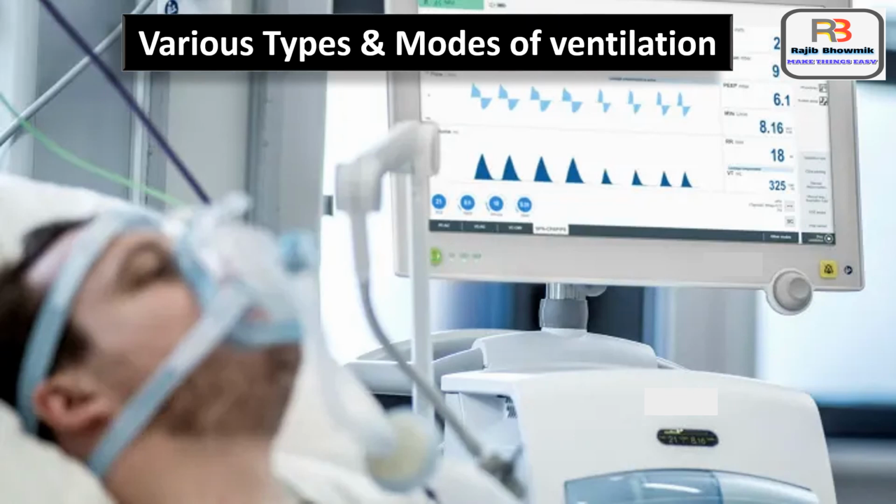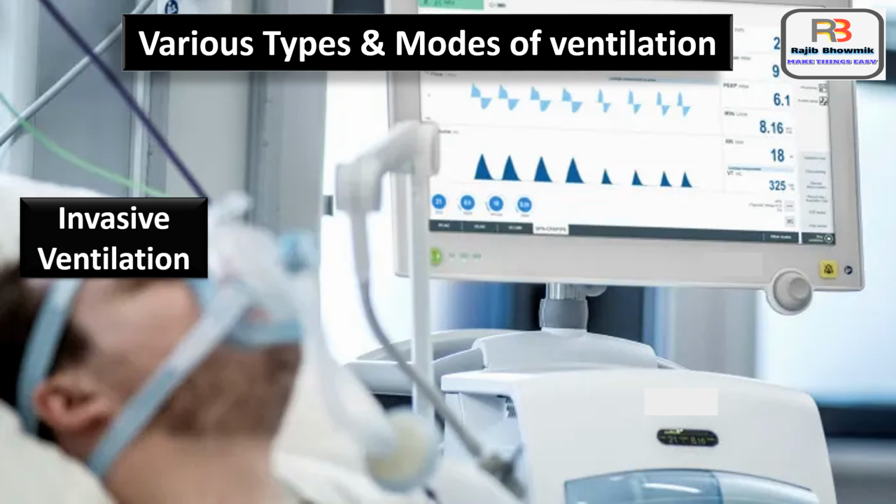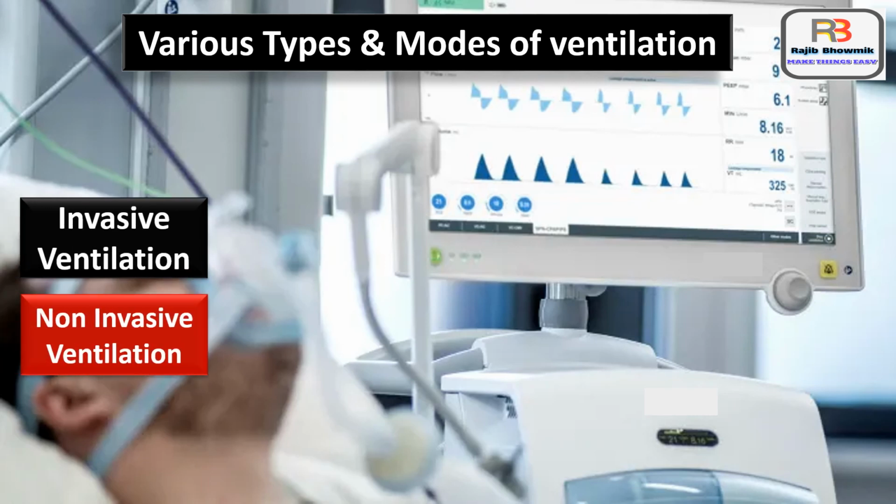Viewers, now I'll explain various types and modes of ventilation. As I told you, there are various ventilator manufacturers, so various types and modes are given in those ventilators. Here, I am explaining a few important ones. There are two types of ventilation: invasive ventilation and non-invasive ventilation. And there are so many modes of ventilation. So I'll explain a few important ones.